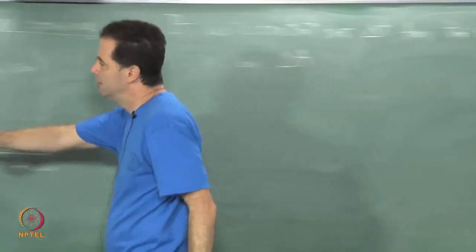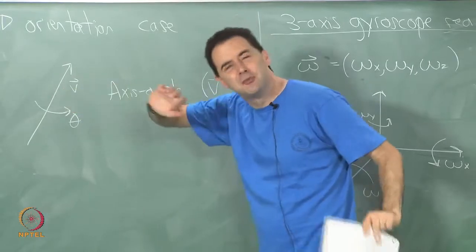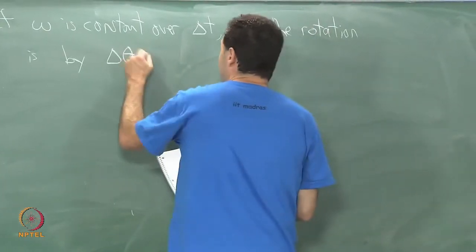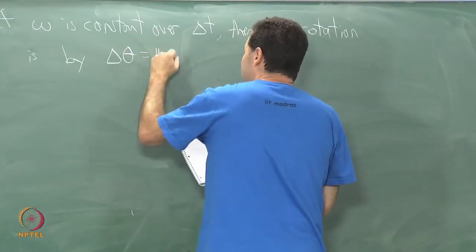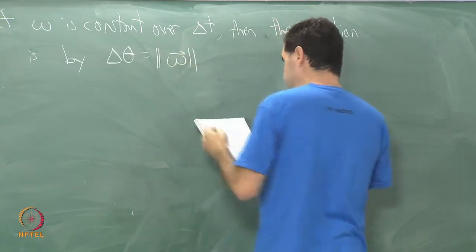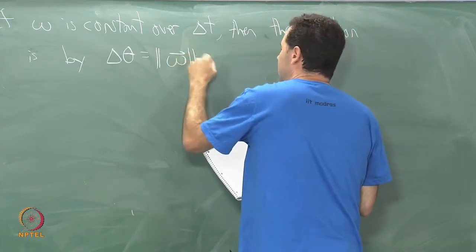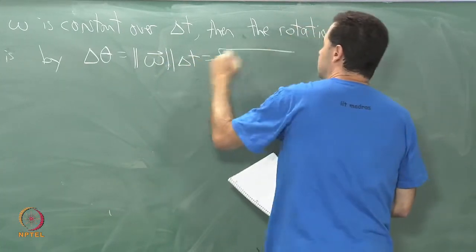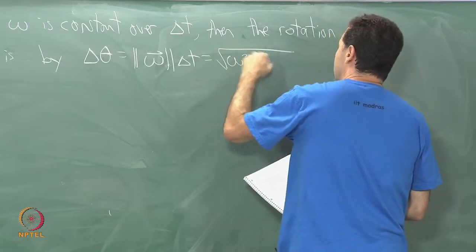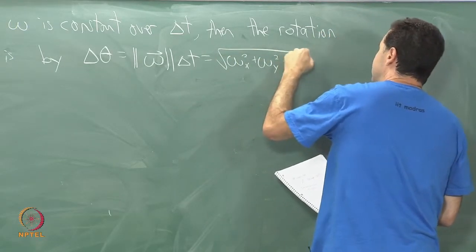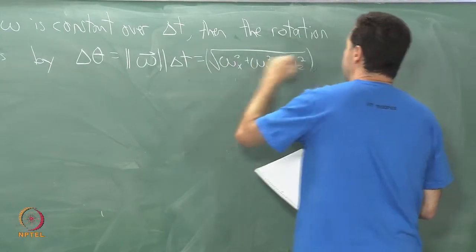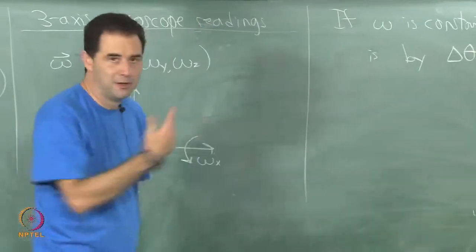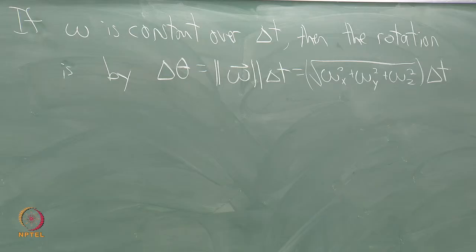So I'm going to tell you how much rotation there was. Delta theta is going to be this theta in the axis-angle representation. It's going to be some amount of rotation. The amount is going to be exactly the length of this omega vector times delta t. In other words, it's just the square root of omega x squared plus omega y squared plus omega z squared, times delta t, which is 1 millisecond, 0.001, in the case of most MEMS gyros that people are experimenting with right now.